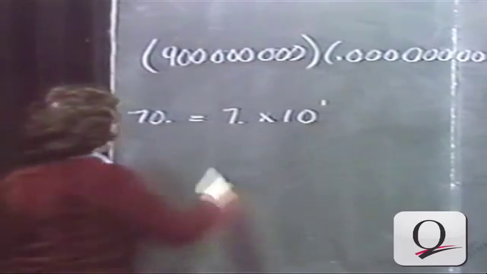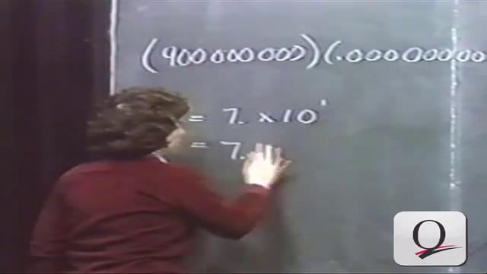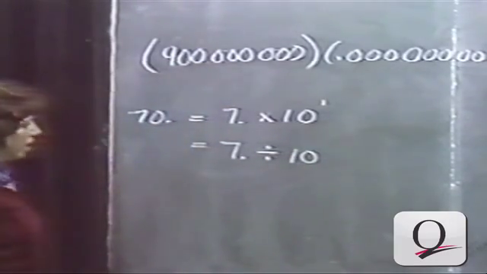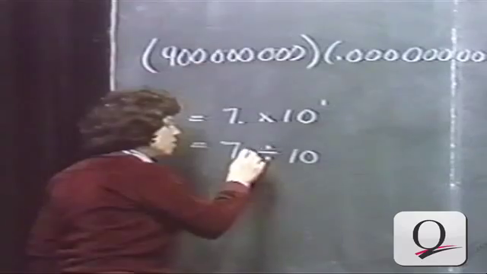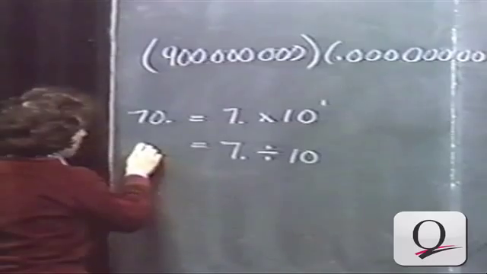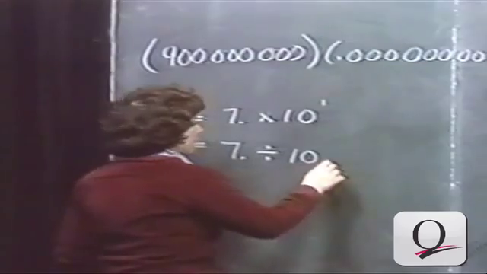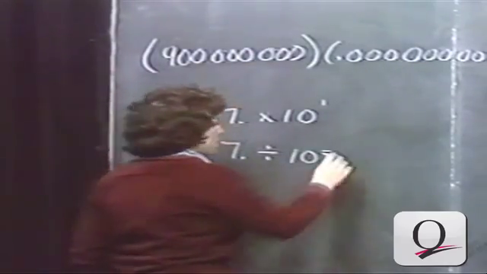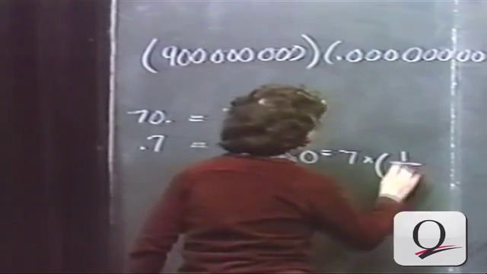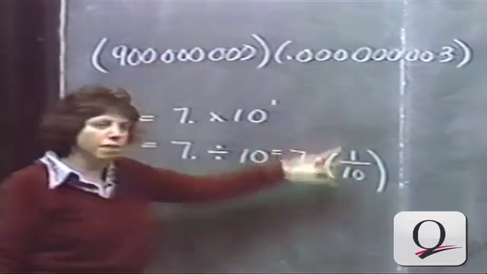Let's say we're going to divide by 10. You have 7 and you want to divide by 10. 7 divided by 10. When you divide by 10, you move the decimal point one place to the left. 7 point becomes 0.7. By the way, dividing by 10 here, 7 divided by 10, is the same thing as 7 times 1 over 10. Instead of dividing by 10, we can multiply by 1 over 10.